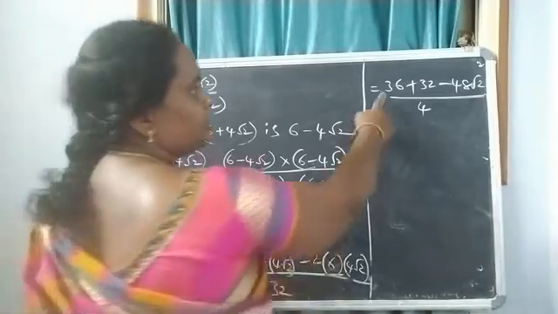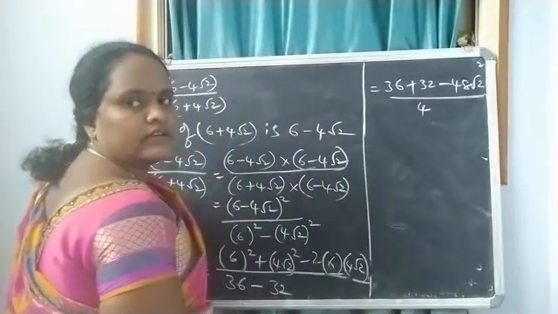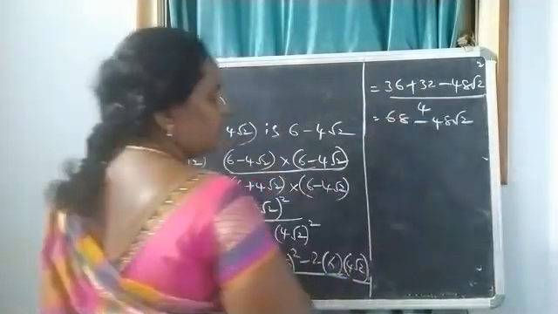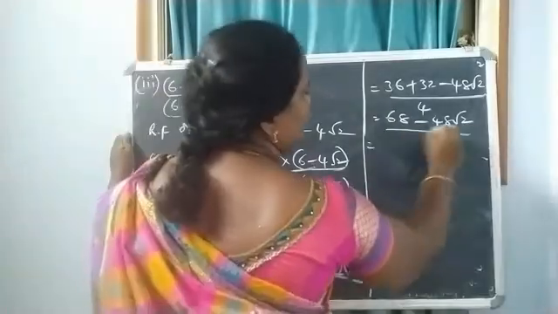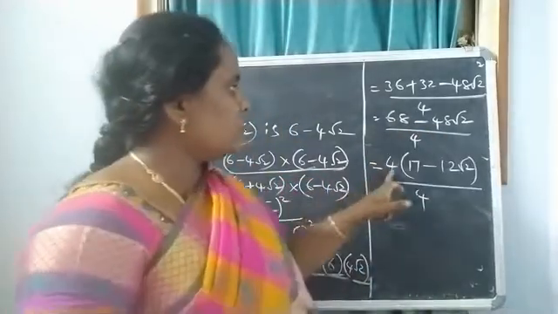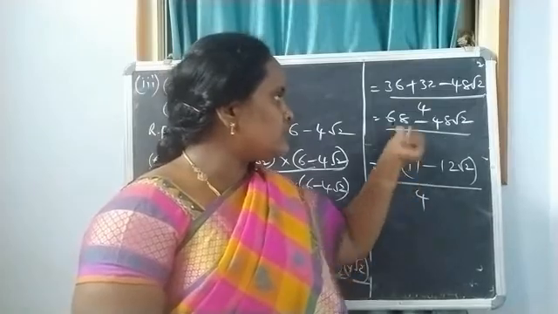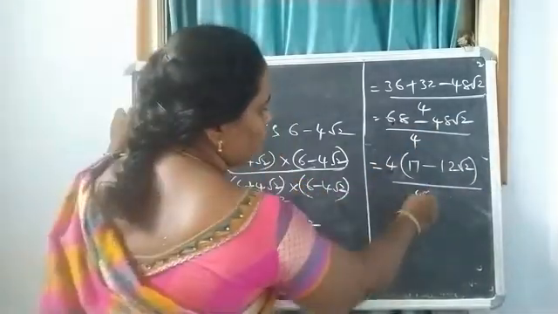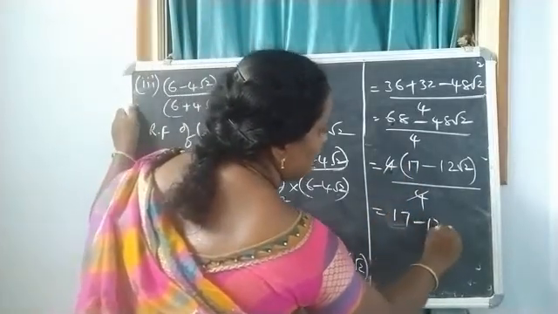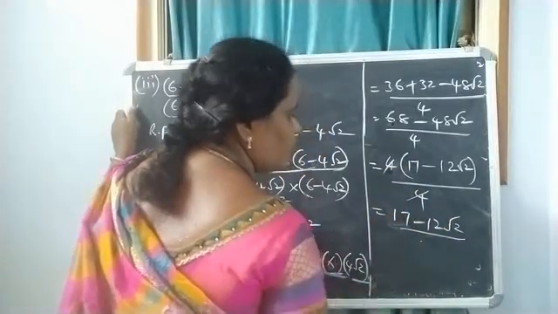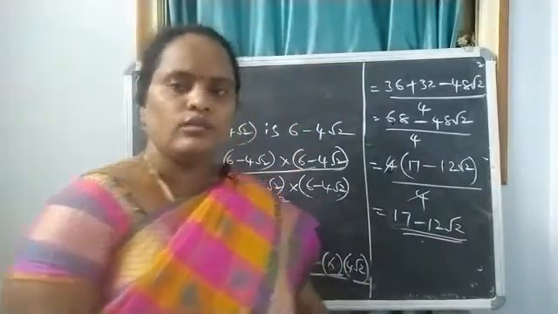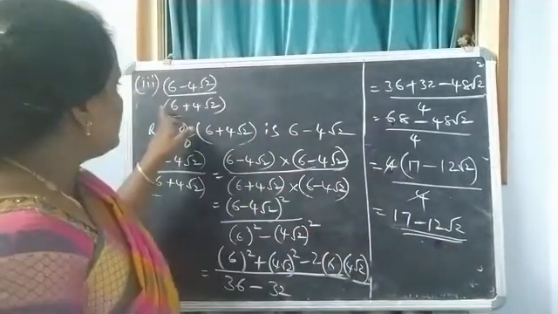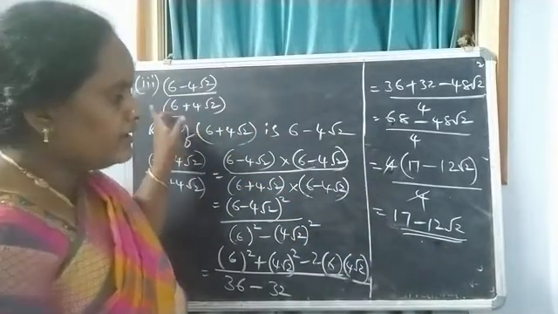But we should not stop here. The numerator should be written in the simplest form. So 36 plus 32 is 68, minus 48 root 2, divided by 4. Now we can separate 4 from both the terms. So 17 fours are 68, and 12 fours are 48, and root 2 will be there. So 4 and 4 get cancelled. 17 minus 12 root 2 divided by 1. So divided by 1 we need not write. So there is no denominator. What is the denominator? 1, which means the irrational number which is the denominator is rationalized.